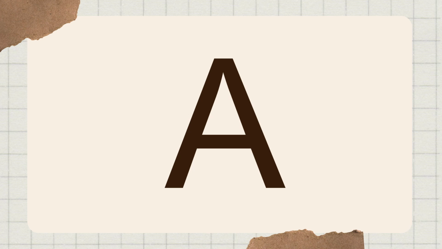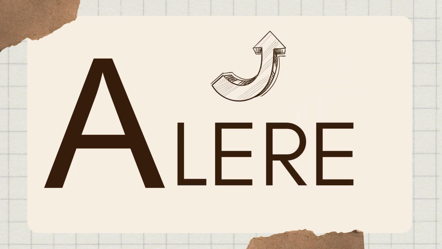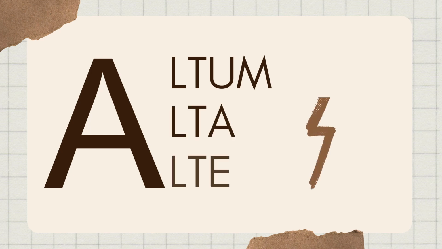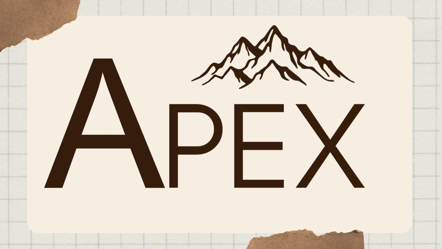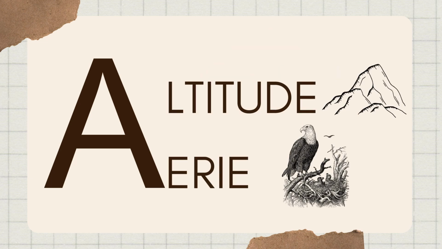But it's not just about adopting existing Greek words. The Latins use this pictographic value of the letter A for new words, such as the verb alere, to raise, to grow, the adverbs altum, alta, and alte, at the top, or the noun apex, summit, peak, which stayed the same in English. These words have also given rise to other English words like altitude or eyrie, a high nest or dwelling place, especially of an eagle.